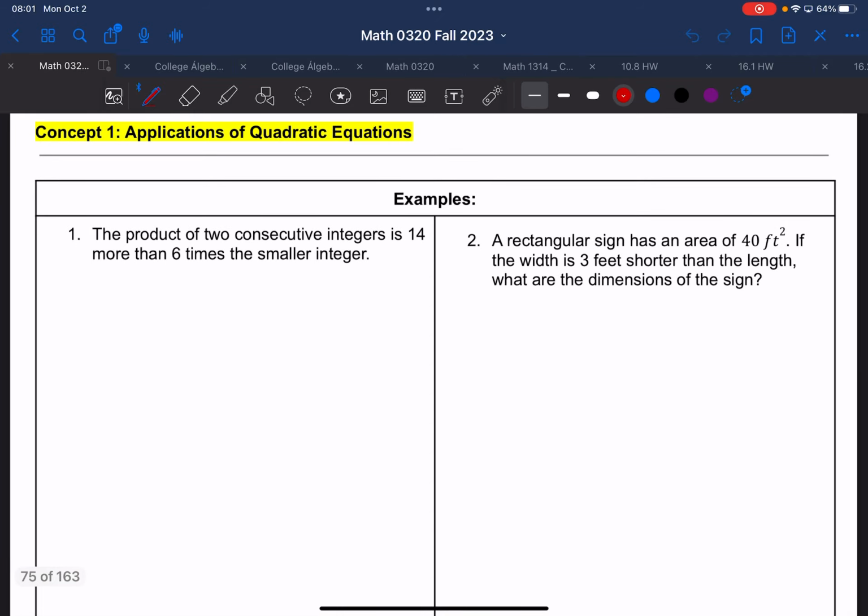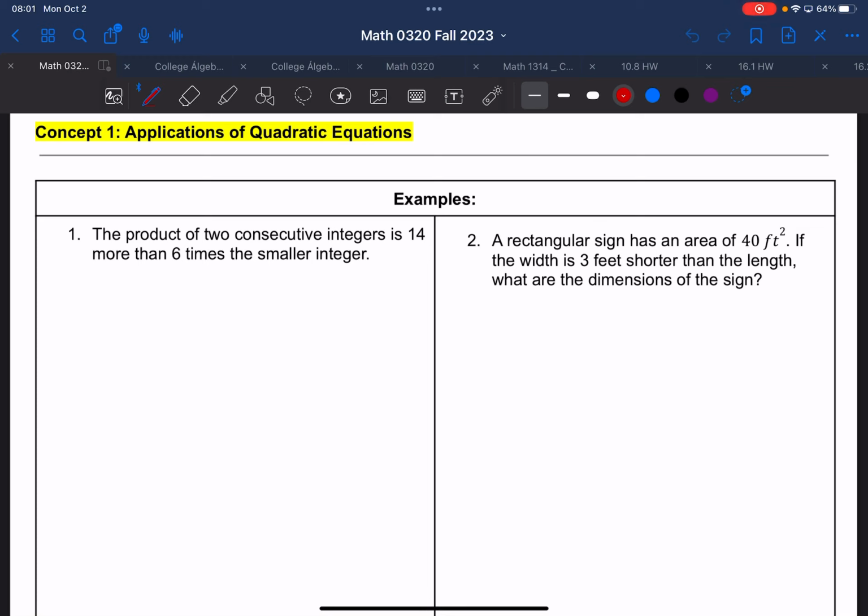So applications of quadratic equations. The first one says the product of two consecutive integers is 14 more than 6 times the smallest integer. What we're going to have to do here is first set up the problem, then solve the problem. We don't know what these two integers are, so they're going to become variables.